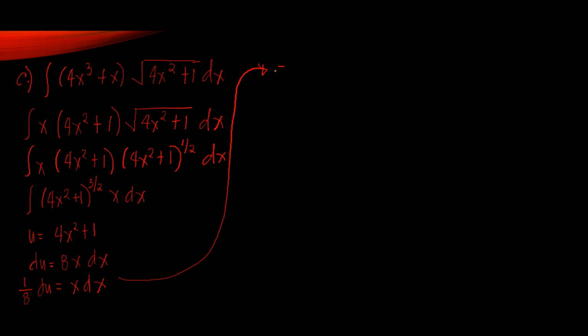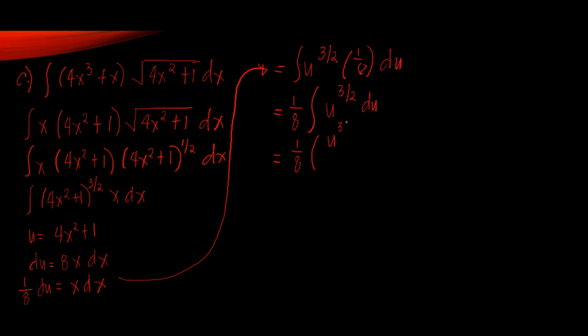So from here we have this is equal to what is 4x squared, that is u, the integral of u raised to 3 over 2, and then what is x dx, that is 1 over 8 du. So i-isolate natin si constant. This will be equal to 1 over 8 times the integral of u raised to 3 over 2 du. And then we can perform power rule of integration. This is equal to 1 over 8 times u raised to 3 over 2 plus 1 over 3 over 2 plus 1 and then plus c.